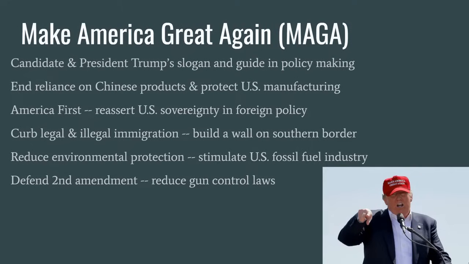Candidate and President Trump also focused extensively on curbing immigration. This included immigration bans from certain countries, a more stringent immigration process, and the push for a border wall to stretch across the southern border with Mexico. President Trump also reduced environmental protections and aimed to help stimulate the U.S. fossil fuel industry, including coal, oil, and natural gas.